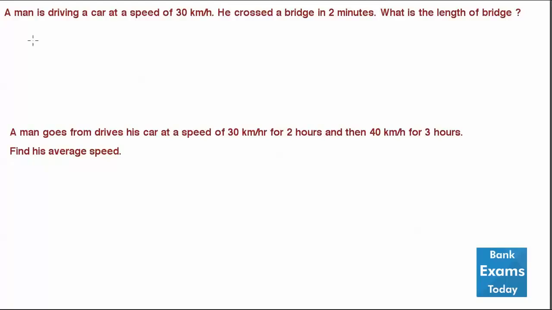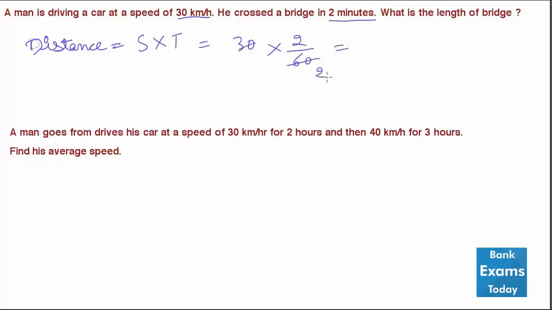So the simple formula to find the distance is: distance is equal to speed multiplied by time. So here the speed is 30 and the time is, since the speed is given in 30 kilometers per hour, you have to convert minutes into hours. So 2 divided by 60. So it comes out to be 1 kilometer, and 1 kilometer is our answer.